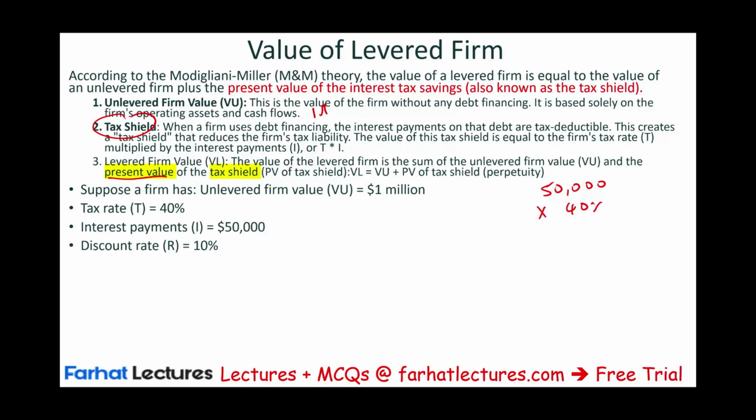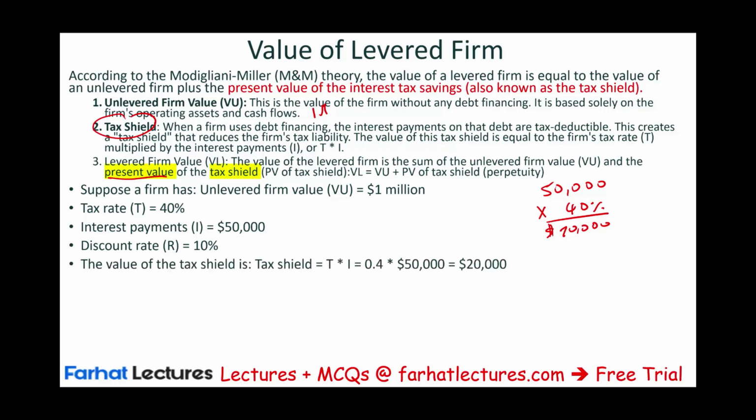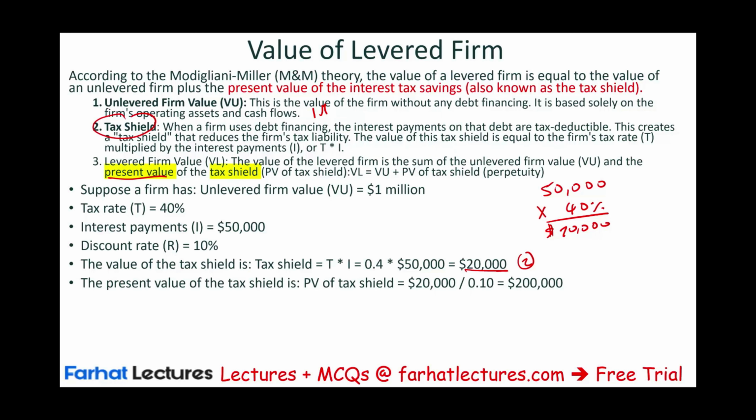So the tax savings is 20,000. 20,000 are the tax savings. Now, what we're going to do, the tax savings, or this is the tax shield, this is number two, the tax shield. We're going to take the tax shield and discount it at 10%, which is the discount rate, in perpetuity, and that's going to give us a value of 200,000. Well, what does that mean?